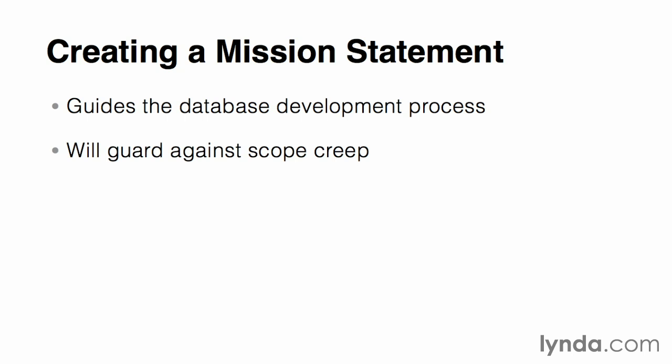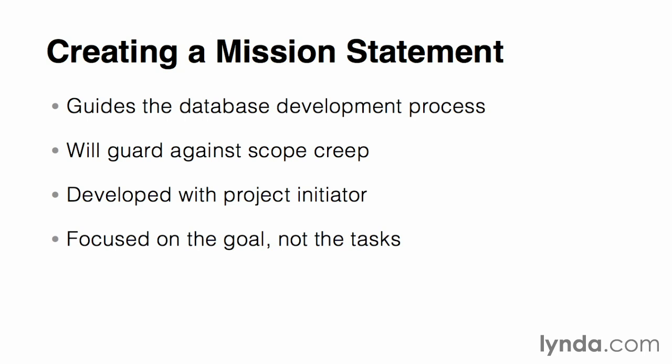It can help prevent what's referred to as scope creep, where new features and enhancements continually get added to the project and the database never seems to get finished. The mission statement is developed in conjunction with the initiator of the project. Typically, this is the person that gives the green light to proceed after the planning phase, where the need for a new database was initially requested. This could be a member of the management team or the head of the organization. It should be as focused as possible when defining the goal, but not include any specific tasks.